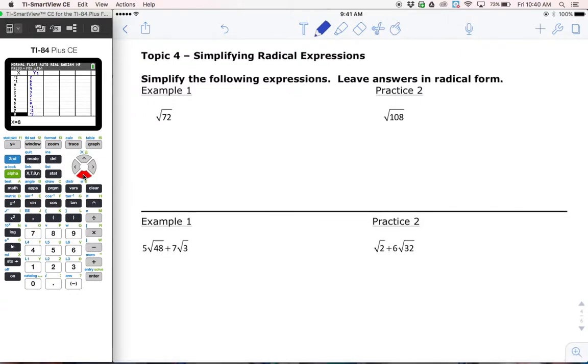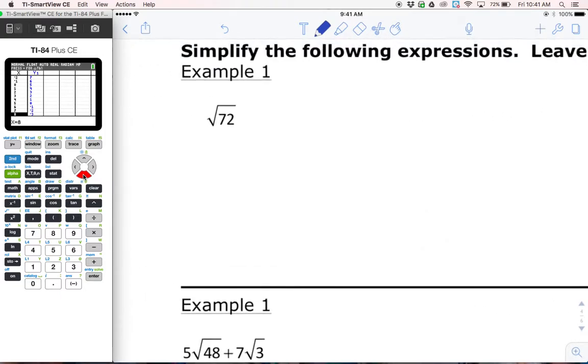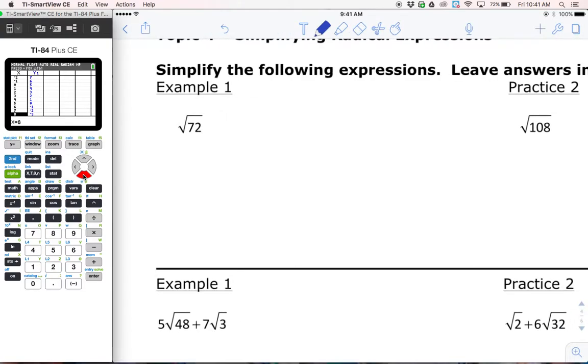All right, topic 4, simplifying radical expressions. Now, it has been a while since we've done these, so let's just kind of refresh our memory here. All right, we're looking at example 1, and we need to remember that we don't want decimals for answers here. We just want to simplify. And the way that we simplify is by making factor trees. So 2 factors that multiply and get 72. I'm going to choose 8 and 9.